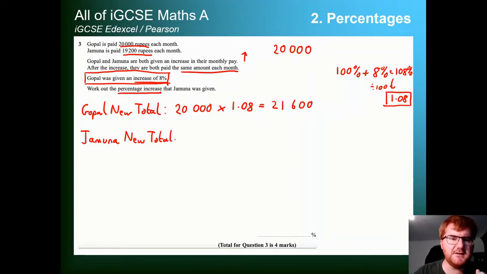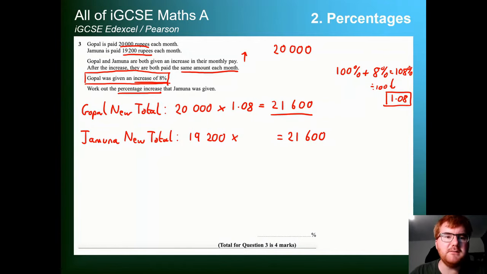So she starts with 19,200. We know that she wants to end up at the same as Gopal. So we want 21,600 at the end. And then we need to multiply it by something. So what's that increase to give her 21,600?